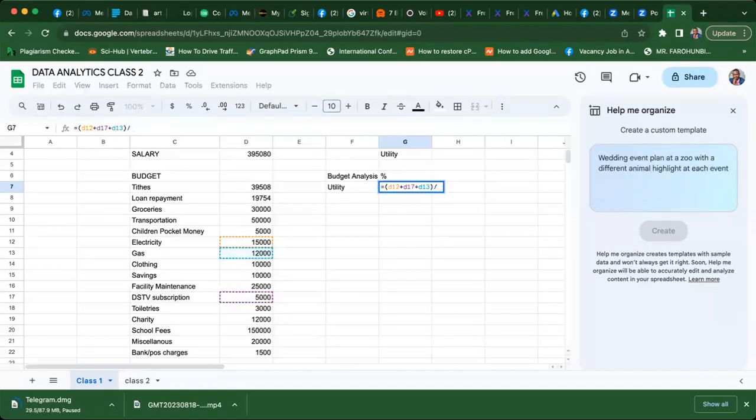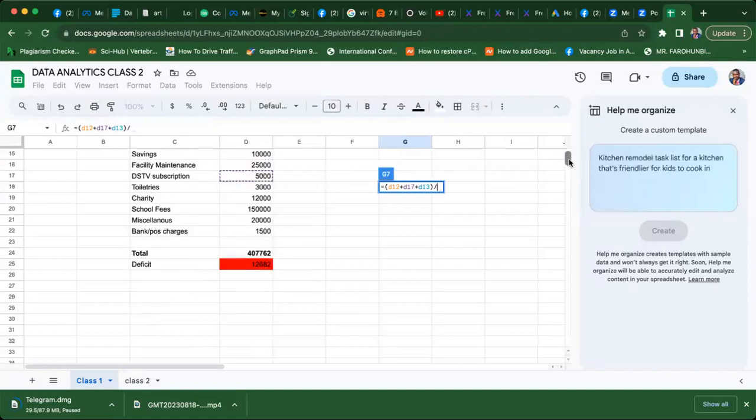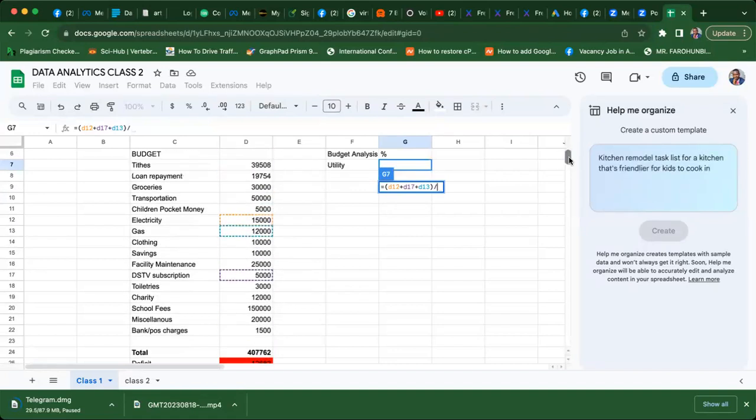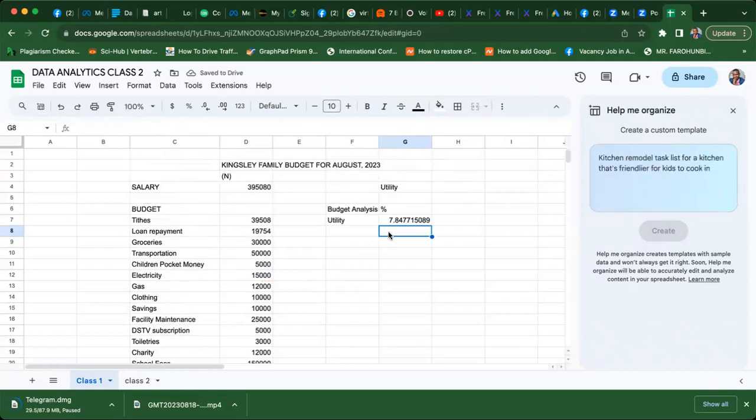You now divide it by the total of the budget, which is in D24. You now multiply it by 100. So that means the utility that this person is spending is 7.8% of the salary. Do you understand now? We are now getting to know what is actually taking your money.